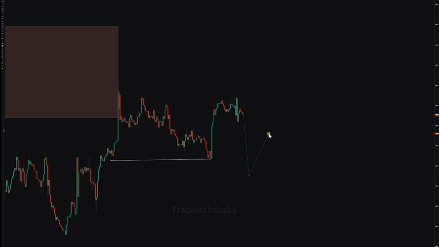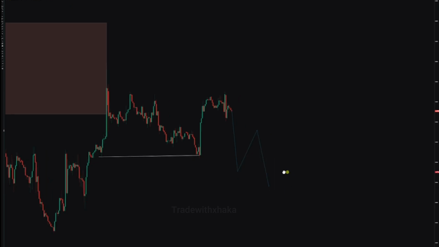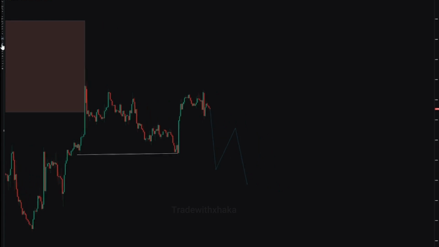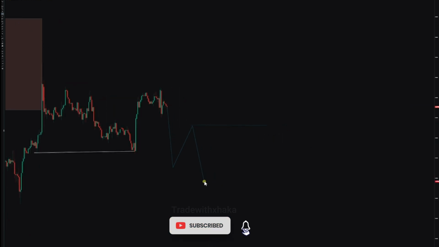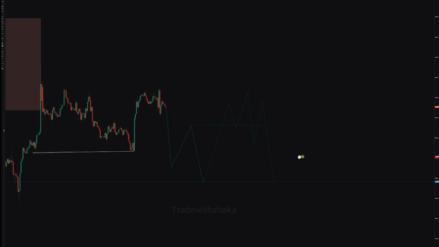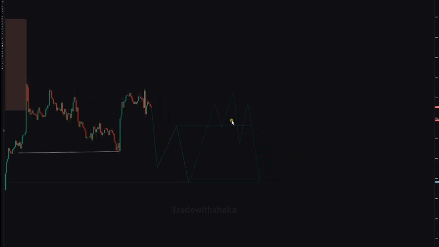Then we have another pullback. Then we have a break of structure. After that break of structure, we need to see the market show us, we need to mark the zone as our liquidity zone to sweep. So once the market takes out this lower high, then we move to the 5 minutes time frame to find change of character. And if the market breaks the current lower high, our entries will be in this fair value gap or order flow. Then we take it down to this target. Do you understand? So this is what we'll be looking for in Euro USD.